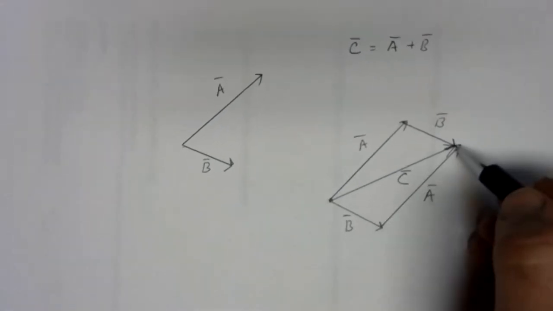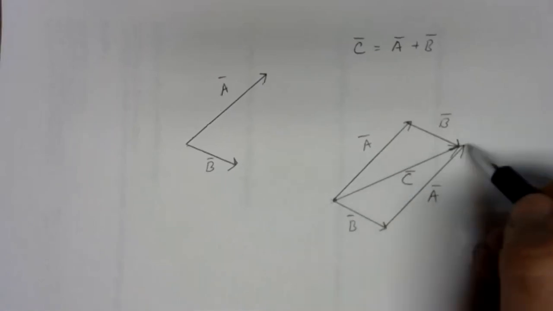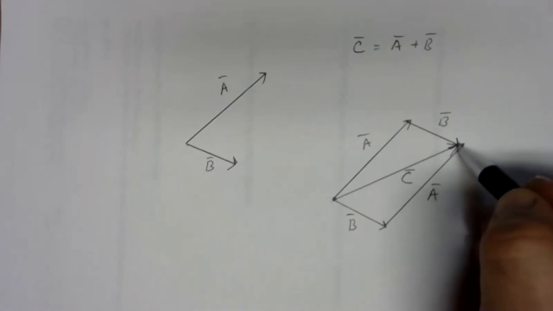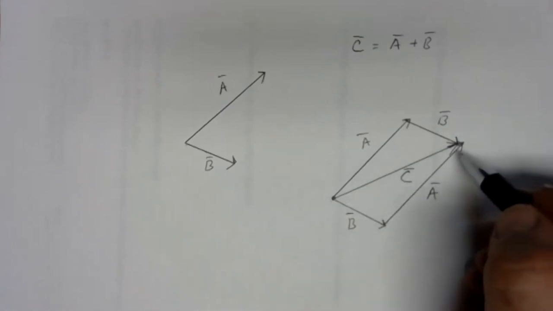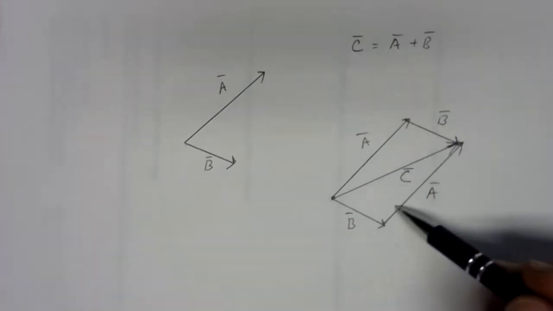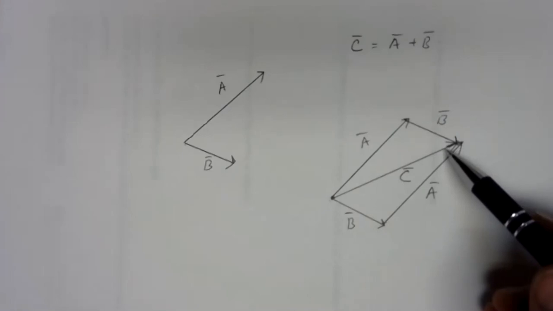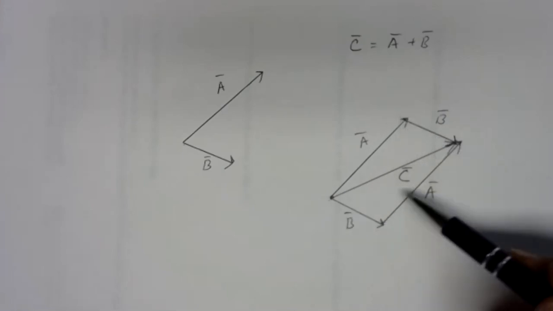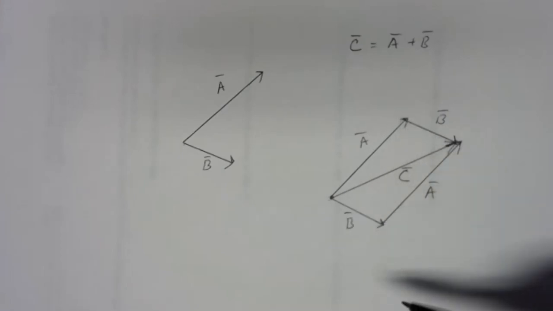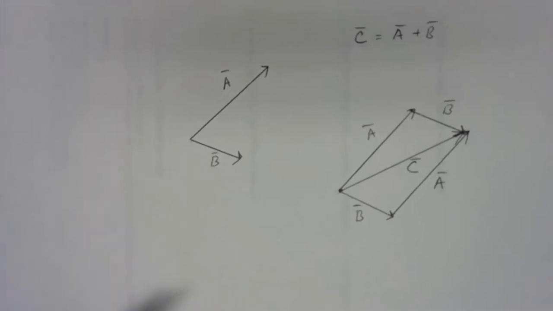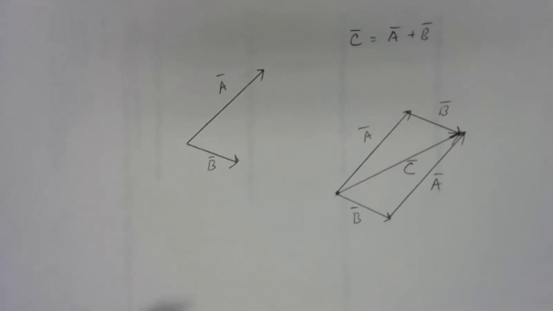B plus A gives us C. A plus B gives us C, because they both take us to the same point. It doesn't matter what order you do things in. The diagonal of this parallelogram is our sum. So when we're dealing with vectors, it doesn't matter what order you go in when you add, you'll always end up in the same place. Any questions on those two?